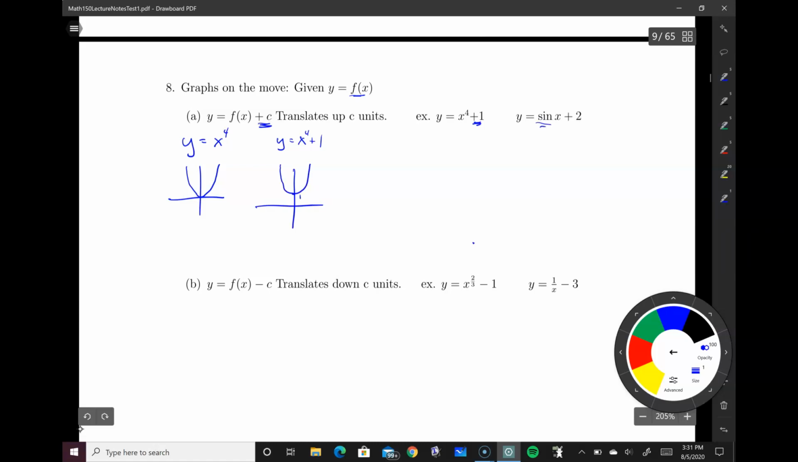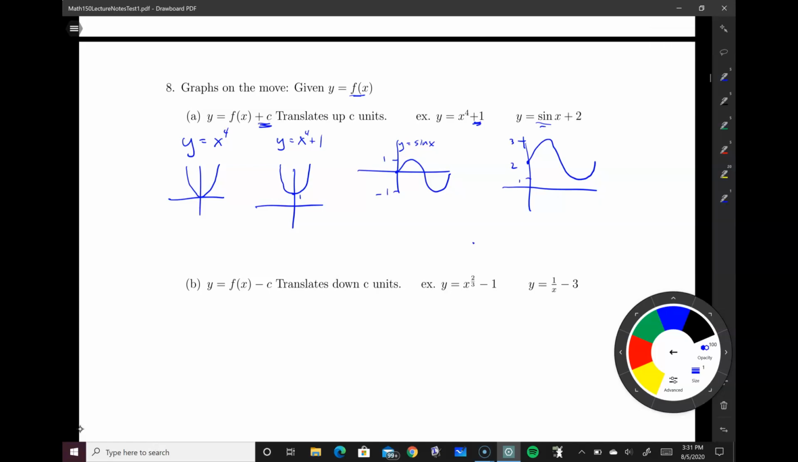I know what sine of x looks like. Sine of x here goes between 1 and -1. I'll just draw one period of it. Starts here, goes up to 1 and down to -1. So that's just good old sine of x. So if I want to graph sine of x plus 2, it will now start up here at 2 and go up to 3 and then down to 1.